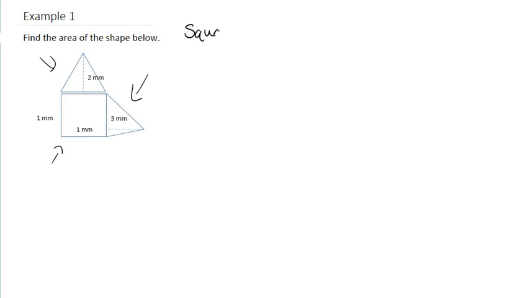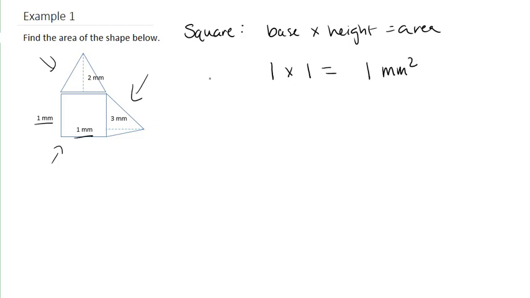So let's do the square first, or the parallelogram, which is really just base times height, which is equal to the area. So we have 1 times 1, which is then 1 millimeters squared. So that will be our area of the square.